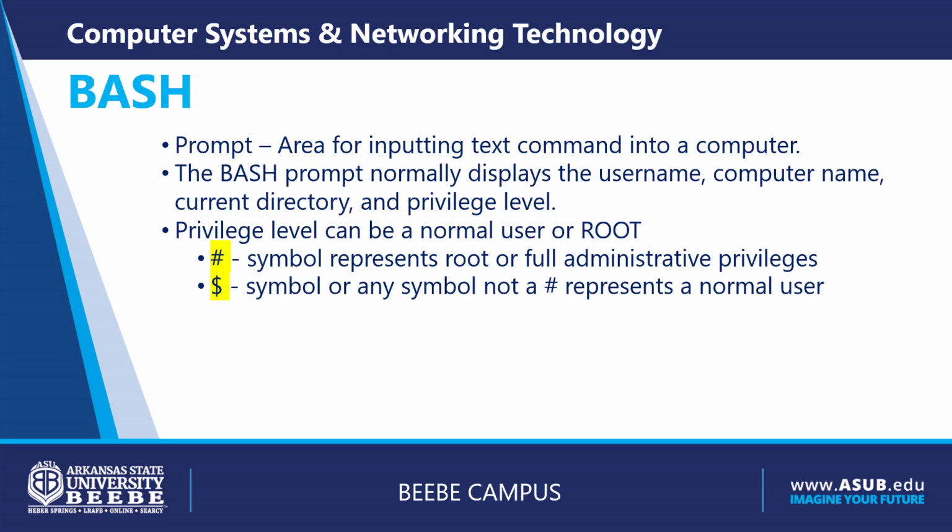The bash shell provides a prompt. A prompt is an area for inputting text commands into a computer. The bash prompt normally displays some useful information, such as the username, the computer name, current directory, and privilege level. The privilege level is important to look at. It is the last symbol of the prompt.